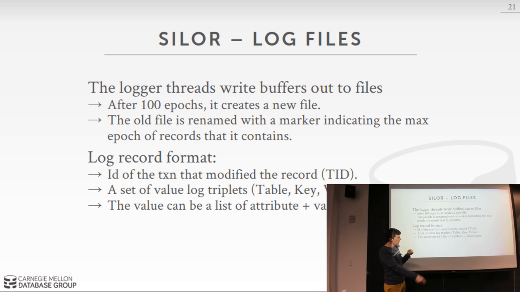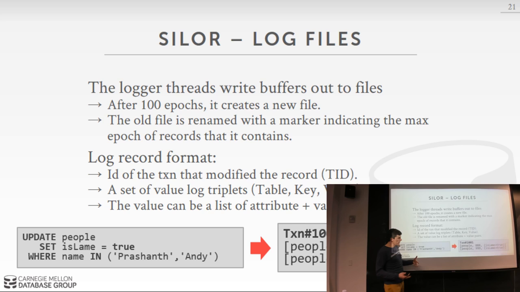So a simple example here would be, say I want to run this query to update the people table, and I want to set the islame flag for Prashant and myself to be true. Inside of the log file, you would have an entry that says, for transaction 1001, people table, here are the two tuples, and here are the changes that I made. So this is physical logging, because I'm storing the actual low-level modifications that I'm making to the tuples themselves. And I update two tuples, so I need two log entries. Versus if it was logical logging, then I would only need to record this.